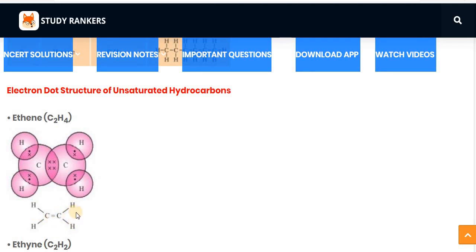As we saw in the types of unsaturated hydrocarbons, if a double bond or a triple bond is present between the carbon atoms in a hydrocarbon, then it is known as an unsaturated hydrocarbon. So this is an example of an unsaturated hydrocarbon, and here a double bond is there, that's why the suffix ene is used. So the formula becomes C2H4.